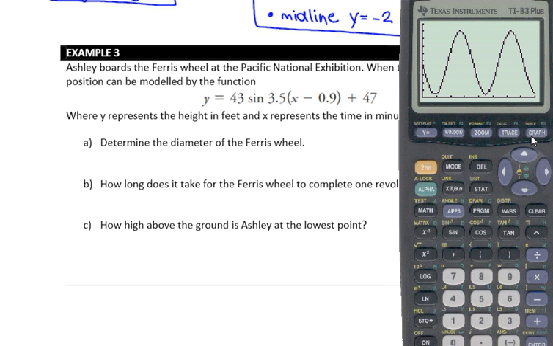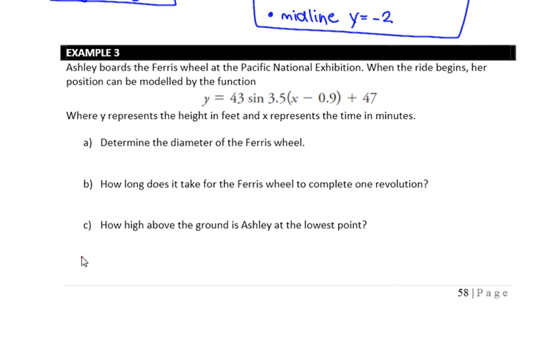We've graphed it. We're talking about a Ferris wheel. So we can see that you're getting off a little bit off the ground, right? And then you're riding up and down. Determine the diameter of the Ferris wheel. So what is going to be the diameter equal to? How do we get diameter? Twice the radius. 2 times your radius. And which one of these is the radius? The amplitude is radius. So 2 times my radius is actually 43. So 86 feet.